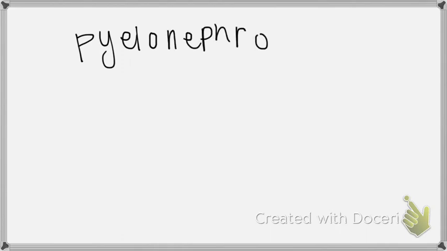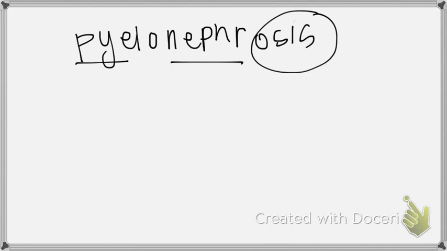Okay, it gives you pyelonephrosis. Remember, O-S-I-S is condition. This is at the top of 211. So P-Y-E-L, renal pelvis, O, combining form, N-E-P-H-R, O-S-I-S would be condition of the renal pelvis and the kidney. This is condition of, right? Pyelonephritis. Pyelogram would be an x-ray of the kidney.